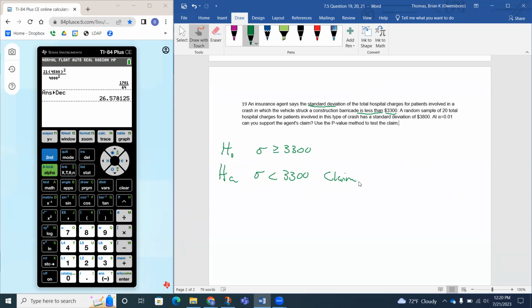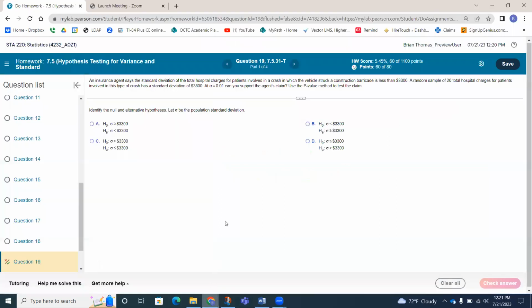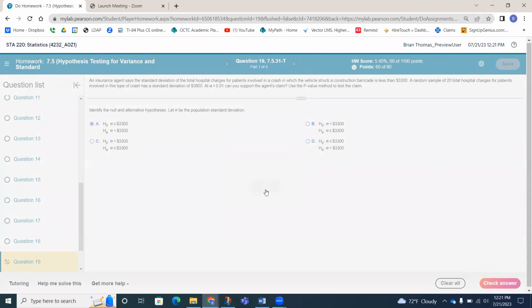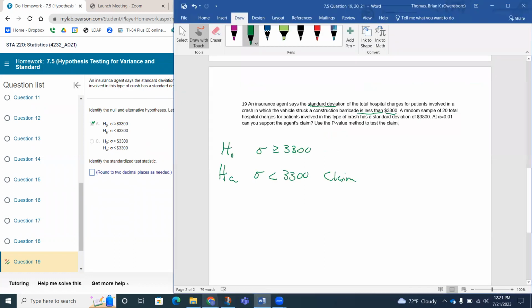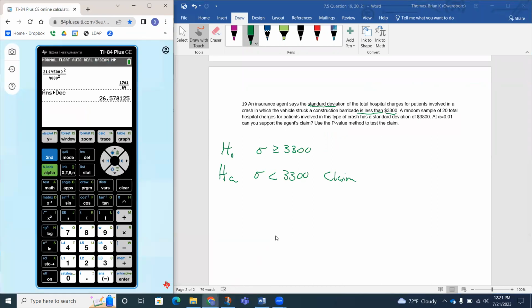So from there, we pick up on the assignment that the null hypothesis and the alternative hypothesis, we're looking for that less than 3,300. That looks like this, A. So if I check that answer, we got that going. So the next thing they're asking for is identifying the standardized test statistic. Since we're doing hypothesis testing for variance and standard deviation, this involves our chi-squared strategy.